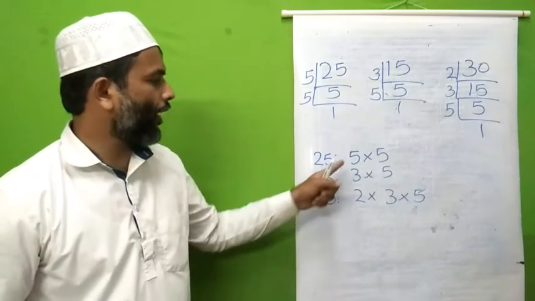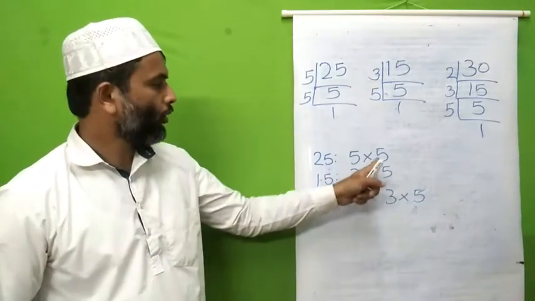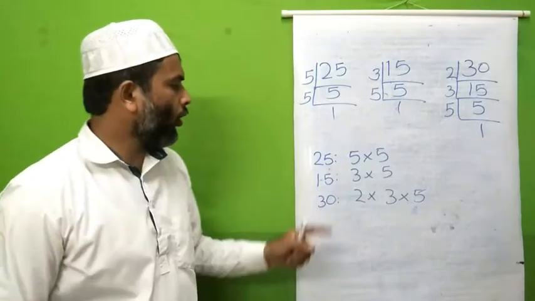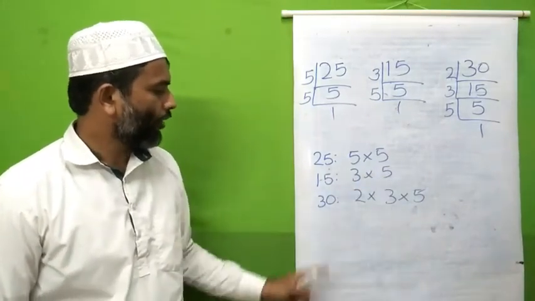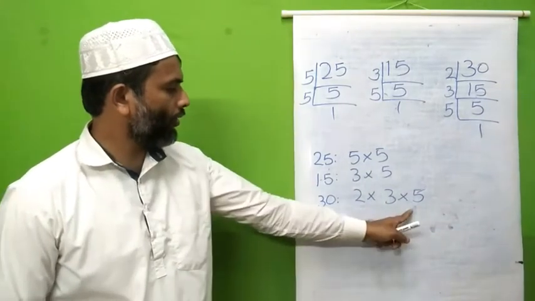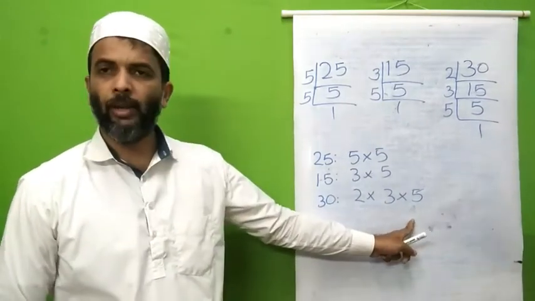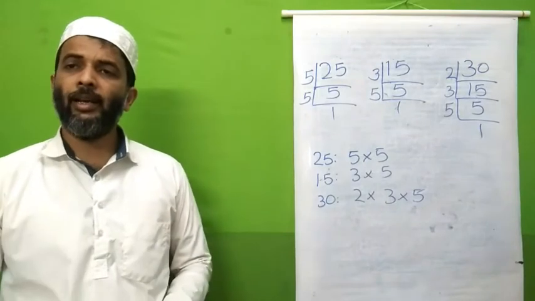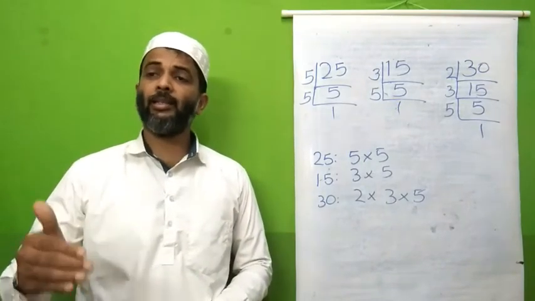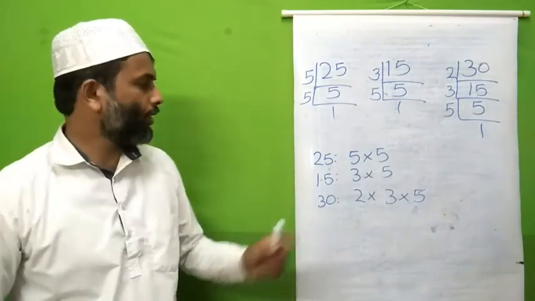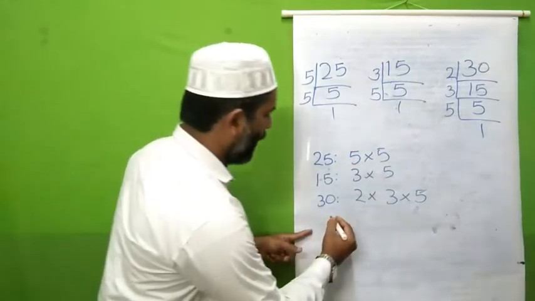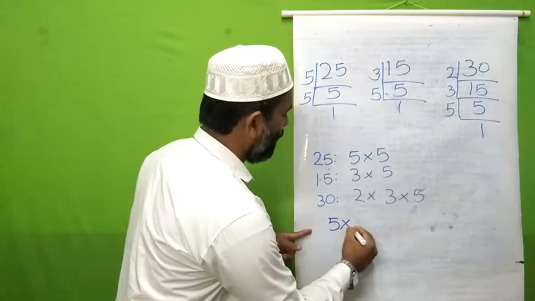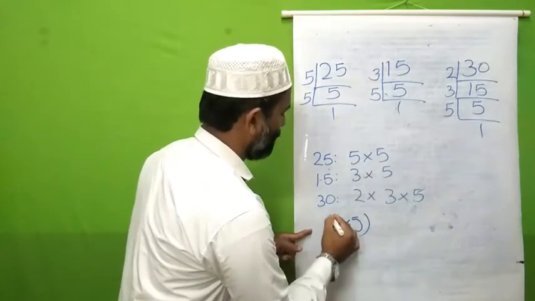How many times 5 in 25? 2 times. How many times 5 in 15? 1 time. How many times 5 in 30? 1 time. So, consider and write down the largest number of times, which is 2 times in 25. So, I write 5 into 5, 2 times.